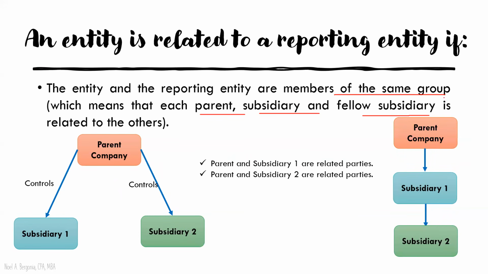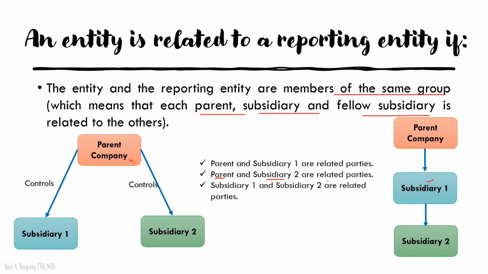This one is directly controlled. Even this one, which the parent does not directly control but which goes through subsidiary 1, is still controlled, because the parent company controls subsidiary 1, so whatever subsidiary 1 controls, the parent company also controls. That's why the parent and subsidiary 2 are related parties. Moreover, because these subsidiaries are grouped under the parent company, subsidiary 1 and subsidiary 2 are related parties. Are we clear on that?